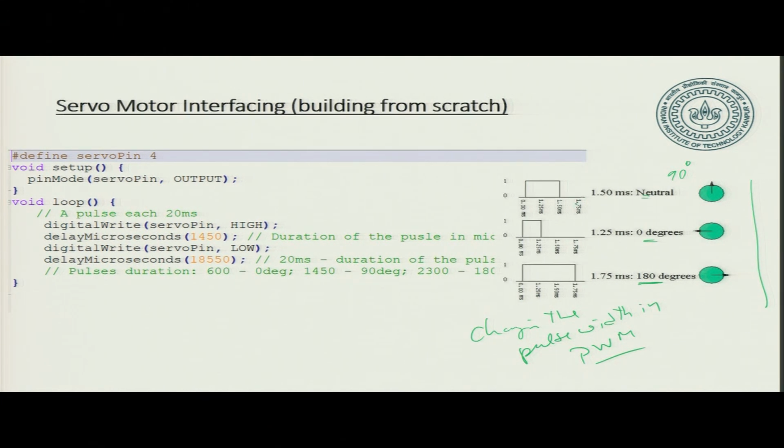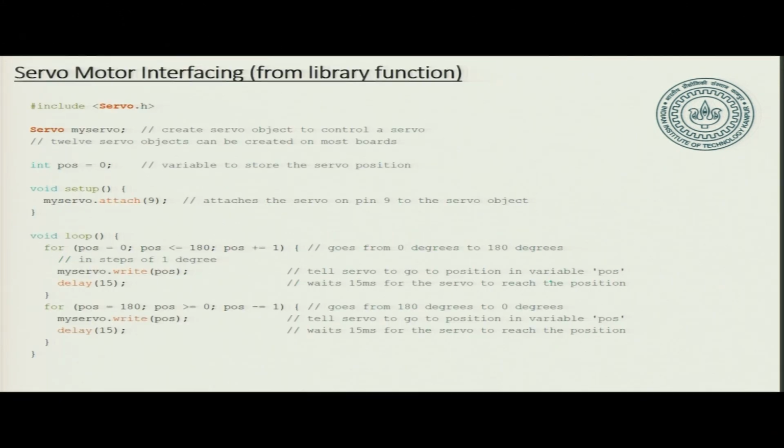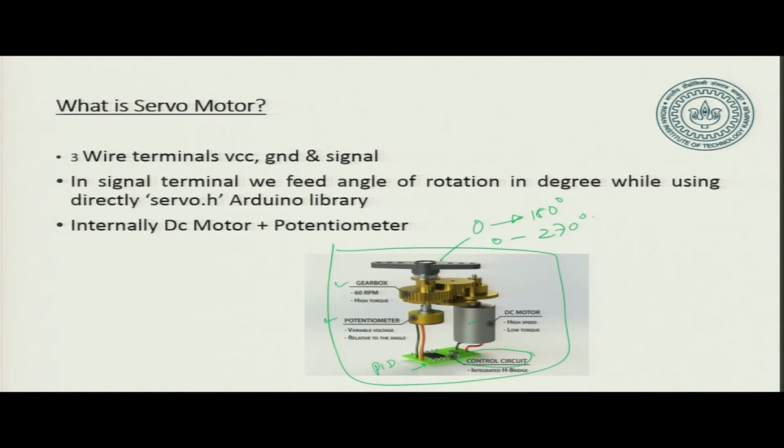So, if this is my full pulse, then this is corresponding to 90 degrees, this fellow is corresponding to 0 degrees, and this is corresponding to 180 degrees. So, this is my full pulse. Okay. So, by changing the pulse width, I can position the motor. It is pre-calibrated that way, and essentially because there is a potentiometer there and there is a control structure, a control circuit right inside only.